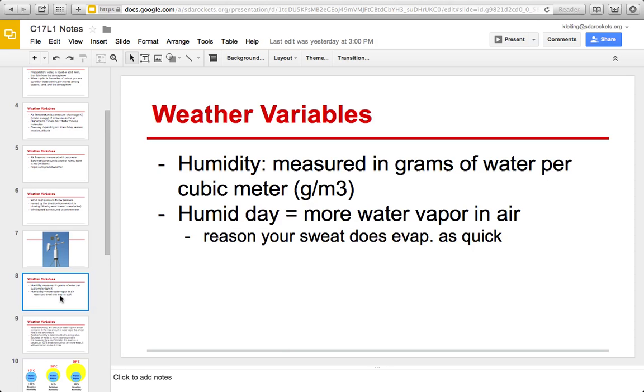Humidity is measured in grams of water per cubic meter. So a humid day means that there's going to be more water vapor in the air. So the reason that your sweat doesn't evaporate as quickly when it's humid out is because there's already a lot of water in the air, so there's nowhere for the water off your skin to go. That's why it seems like you're sweating a lot more. That's not entirely the case. The case is that you're just not evaporating as quickly as it normally would.